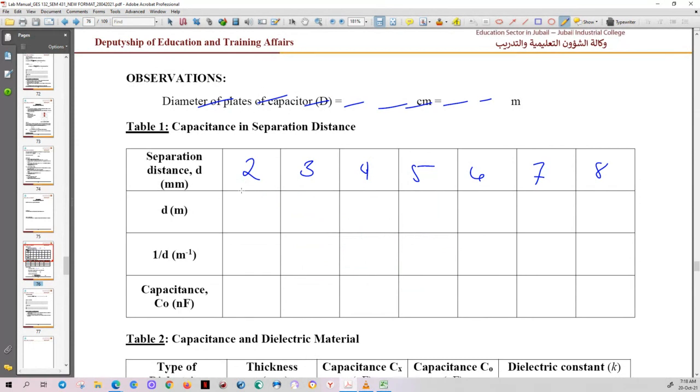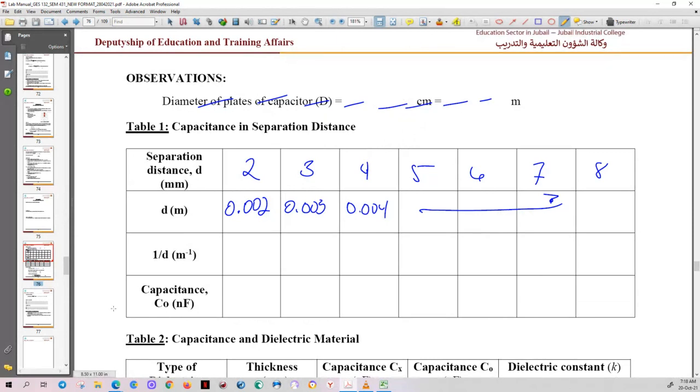So D in meters: 0.002, 0.003, 0.004, and so on. I'm already filling the table for you. Okay, next is the inverse.